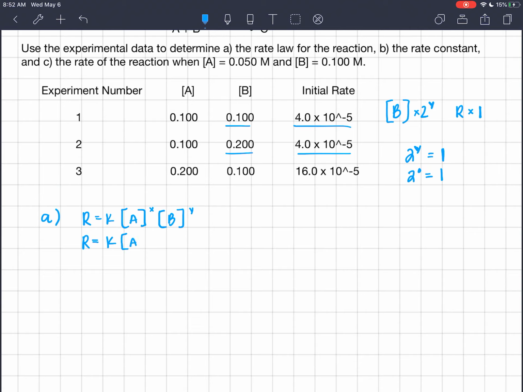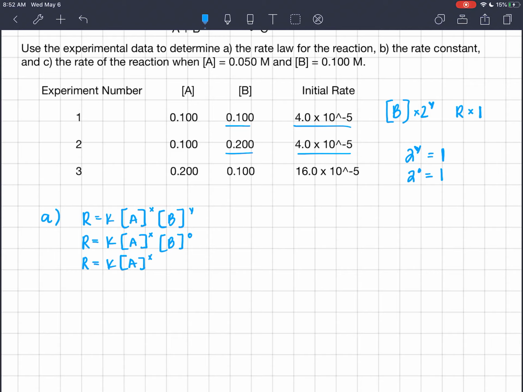So I can write this with a little bit more information. Concentration of A raised to an x power, but concentration of B is raised to the 0 power. Now, the 0 power is going to make that value 1, no matter what the concentration of B is. So I could even go a step further and omit it from the equation and just write A to the x power, since B is going to have no effect on the rate.